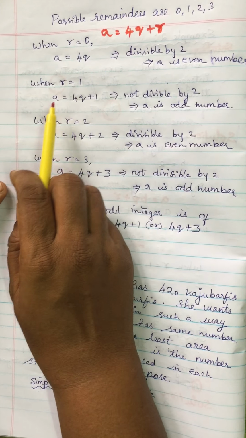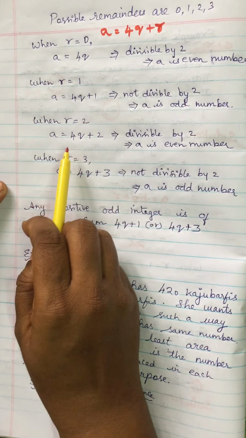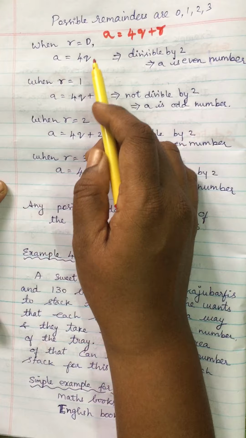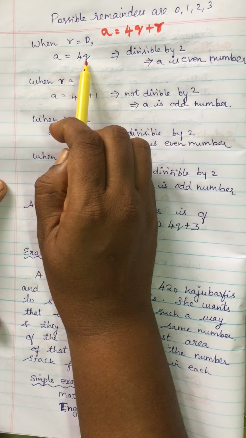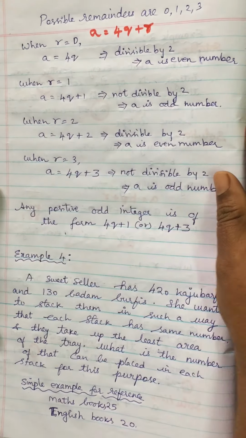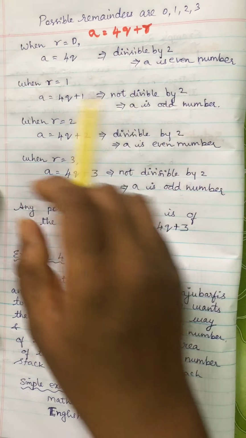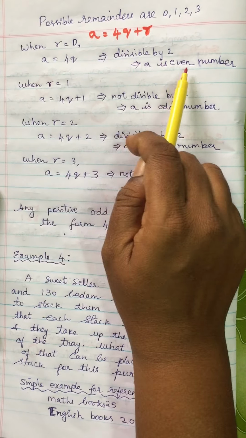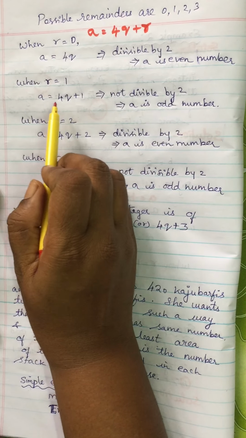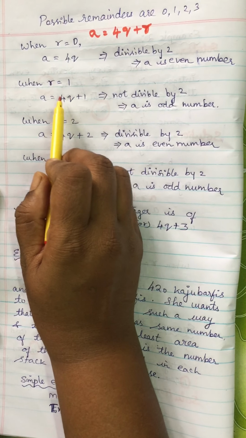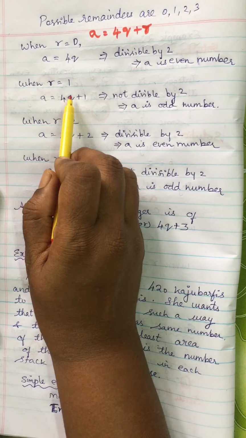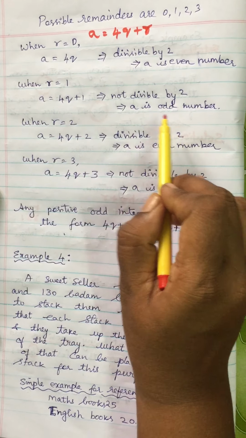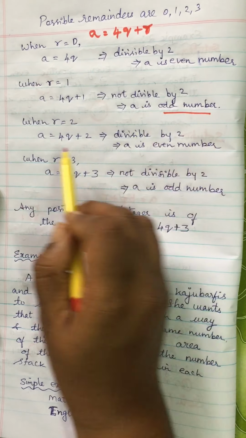When I substitute r equal to 1, it is a equals 4q plus 1, then 4q plus 2, 4q plus 3. So from this I infer that 4q is obviously divisible by 2. If it is divisible by 2, you can call this positive integer an even number. And here, since you are adding 1 to the existing even number, because I said 4q is an even number, if you add 1 to an even number, it will become an odd number.